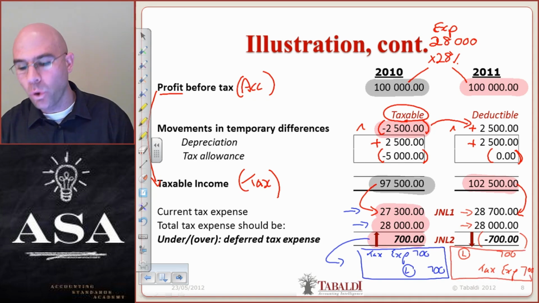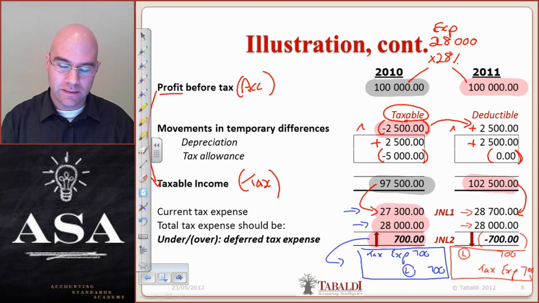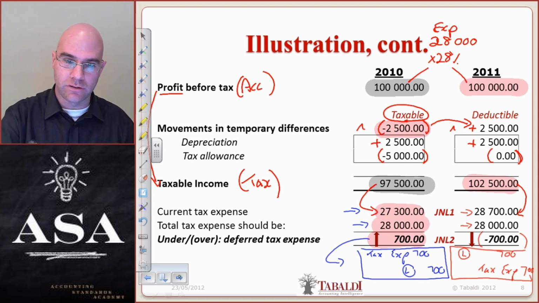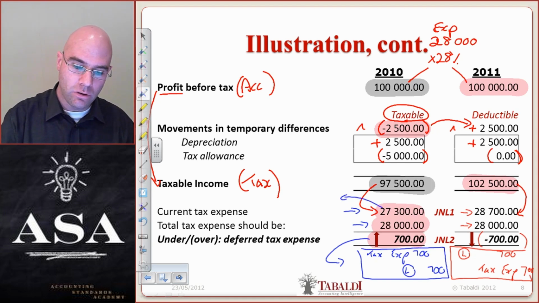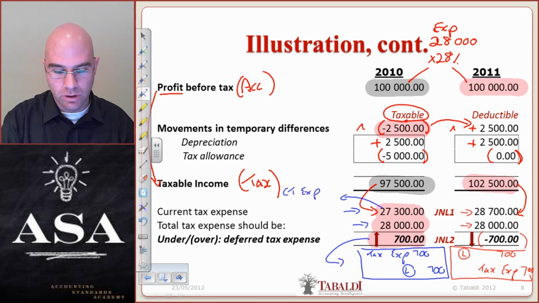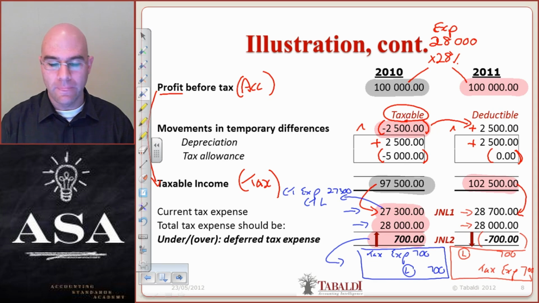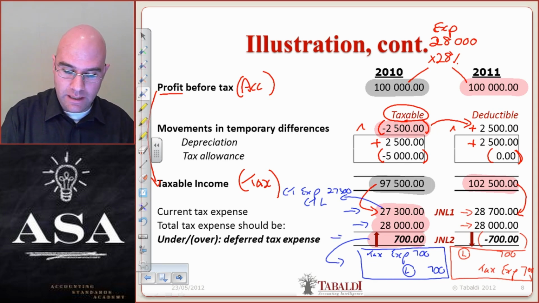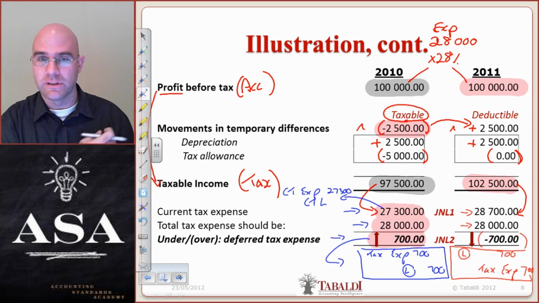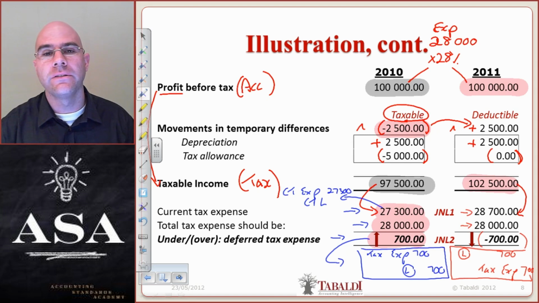Now, we haven't got into what we're calling that tax expense yet. We know that the original 27,300, for instance, is going to be your current tax expense, and you'll credit your current tax liability with 27,300. I think you've guessed by now that the 700 Rand increase or decrease, well, that is going to be a deferred tax expense movement.